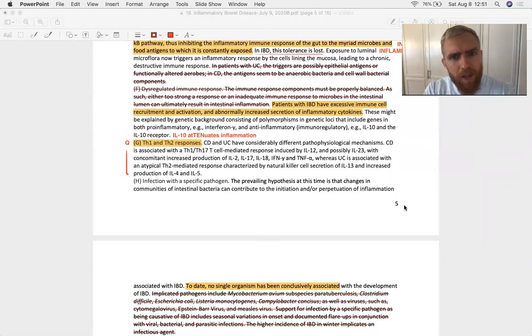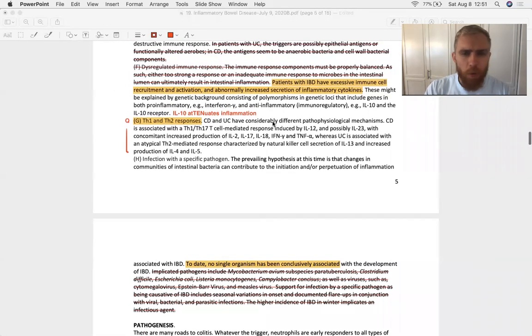And then a good descriptive sentence: patients with IBD have excessive immune cell recruitment and activation and abnormally increased secretion of inflammatory cytokines. What does that mean? That means that the immune response is almost always there. So that means that either it's an autoimmunity or the instigating agent, the stimulus, is always there, which is why we think it's bacterially related.